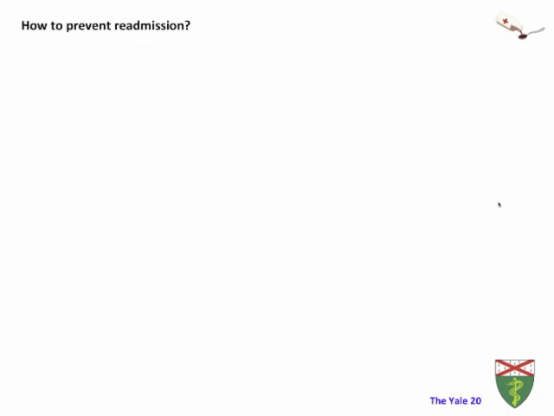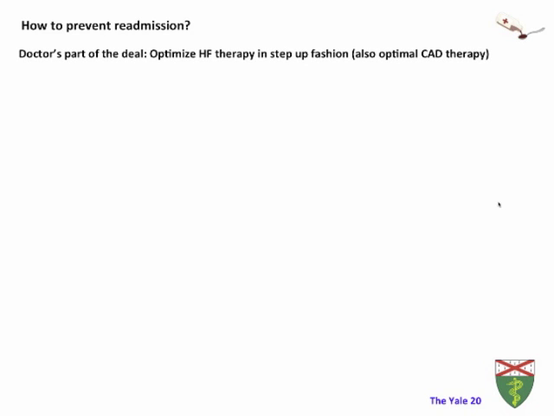Last topic in the treatment section, how to prevent readmission. How do I make sure my patient, after I did all those great things, gave him diuretics, patient was in the CCU, and is finally discharged, doesn't come back next month with exactly the same problem? There are 2 parts of the deal. There's a doctor's part of the deal and a patient's part of the deal. Let's start with the doctor's part of the deal first.